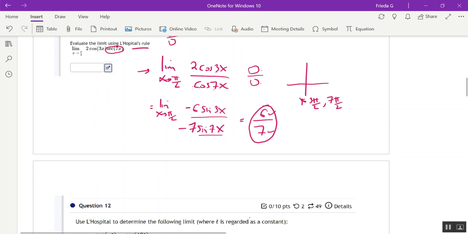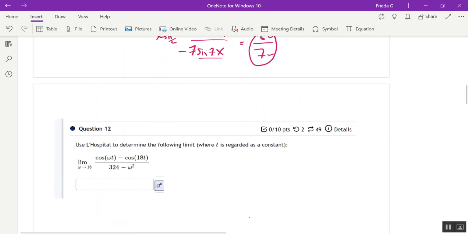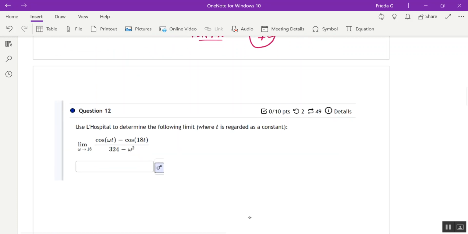Okay, next one, I thought it might confuse you because there are two variables, but just remember here, t is constant. So you could replace t with something like 5.